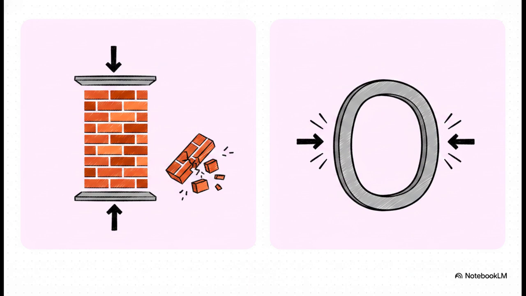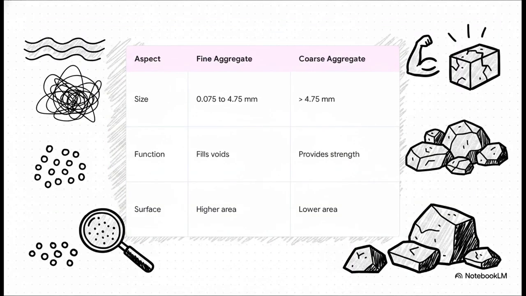Structural steel, on the other hand, possesses high tensile strength and elasticity. It can be stretched and bent without snapping. That makes it the absolute ideal choice for frames that have to endure the dynamic, shifting forces of something like an earthquake. Now, understanding aggregate properties is absolutely essential when we're mixing concrete.